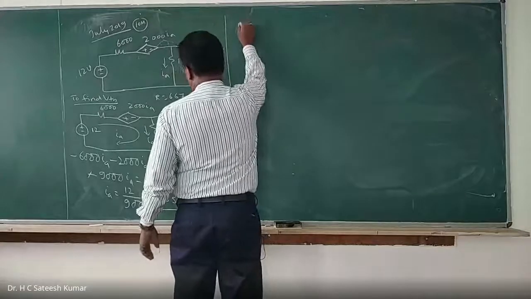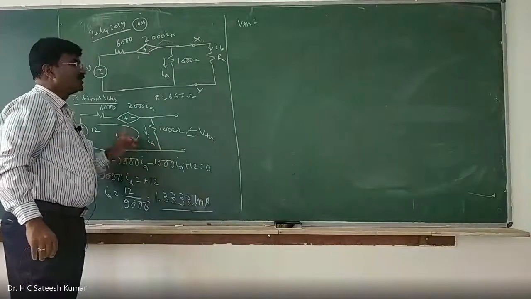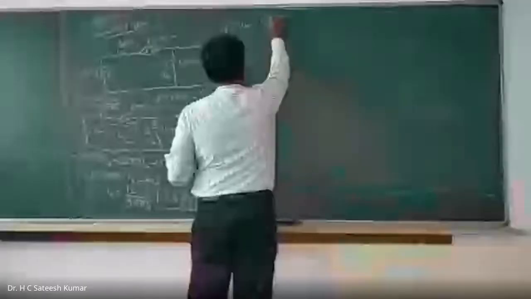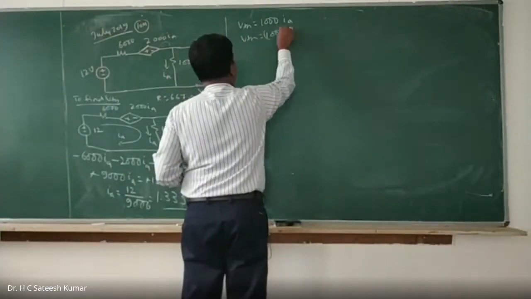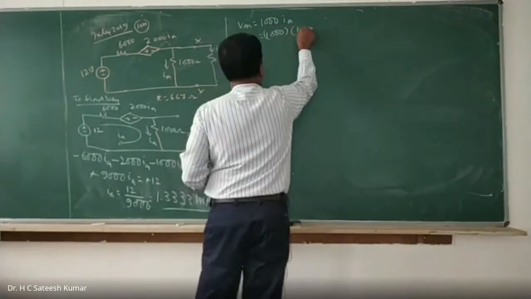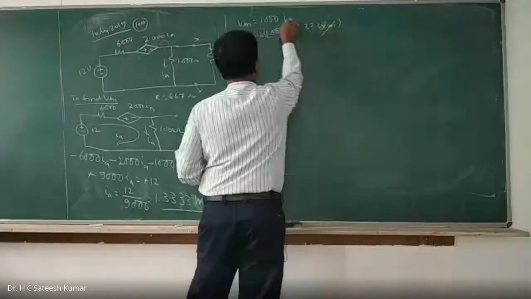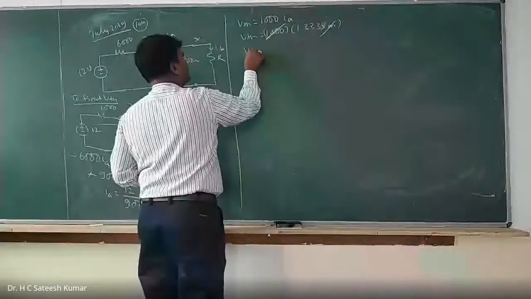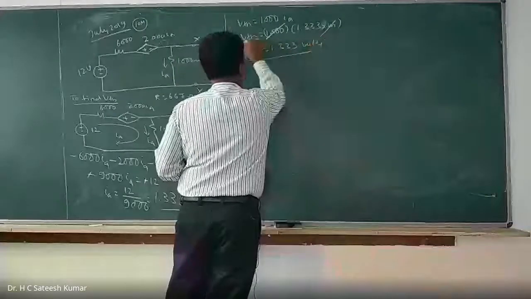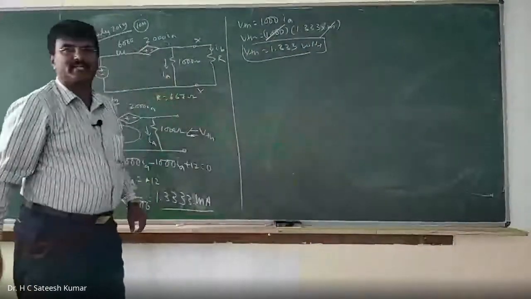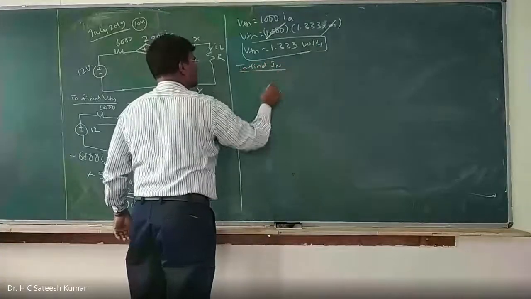Next. Therefore, VTH is equal to what? You go from here to here: 1000 into IA. VTH is equal to 1000 into IA. IA is how much? 1.333 milli, into 1000. This milli gets cancelled with the 1000. Therefore, VTH is equal to 1.333 volts. Next, to find I Norton. This is very interesting. Carefully observe this.